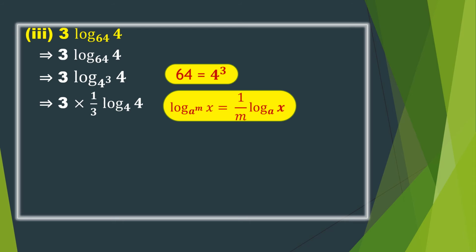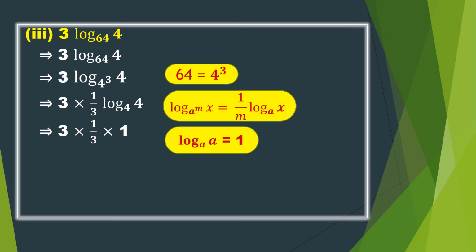1 by 3 log 4 base 4. If a base and power are the same, then you can write it as 1, because log a base a equals 1. So 3 into 1 by 3 into 1. This 3 and this 3 are cancelled because these two are under multiplication. If there is a multiplication symbol in between them, you can cancel them. So you'll get 1, and 1 into 1 is 1. So your answer for 3 log 4 base 64 equals 1.